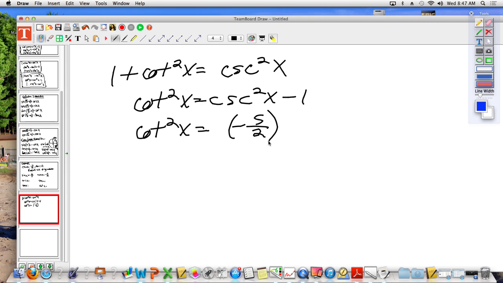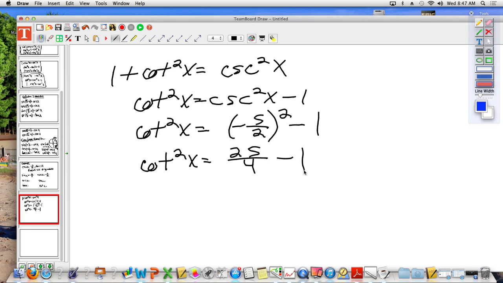What do I have to do to it? Squared, because it says cosecant squared. So -5/2 squared minus 1. And your job is to figure out what the cotangent is, knowing that the cotangent squared is -5/2 squared minus 1. So what is -5/2 squared? Come on, you guys, what is 5 squared? 25/4. Thank you. 25/4 minus 1.